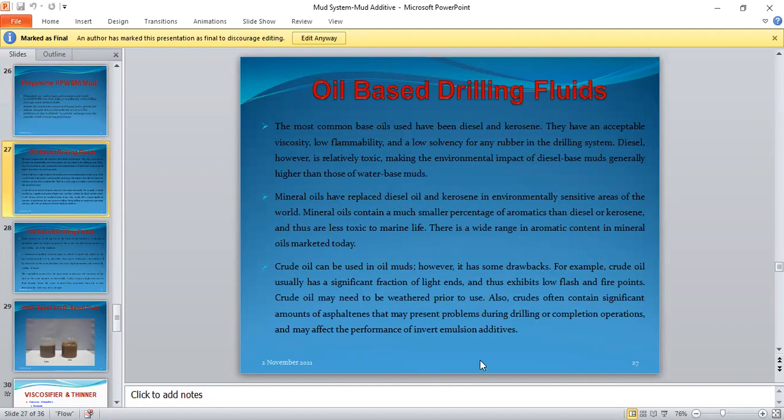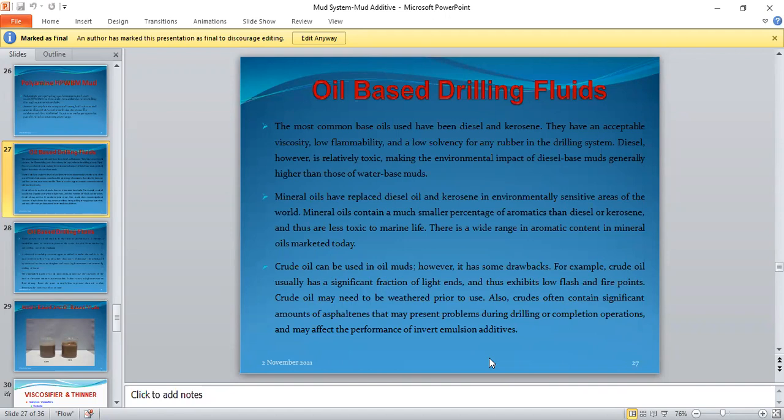Oil-based drilling fluids. The most common base oil used has been diesel and kerosene in time past. Diesel is still being used. They have an acceptable viscosity, low flammability, and low solvency for any rubber in the drilling system. Diesel, however, is relatively toxic, making the environmental impact of diesel-based mud generally higher than that of water-based.